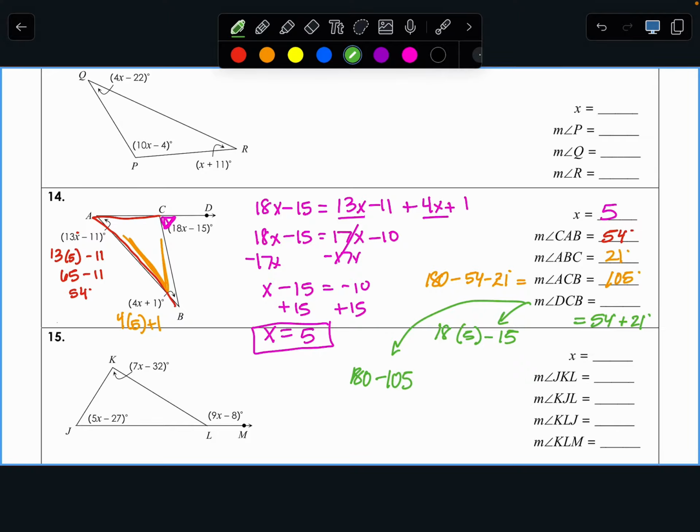Okay, I want you to finish the note page. It'll give you practice to have the answers and follow along with that. And then there is a Delta Math assignment for this, okay?